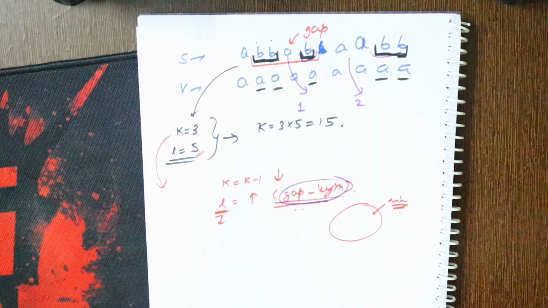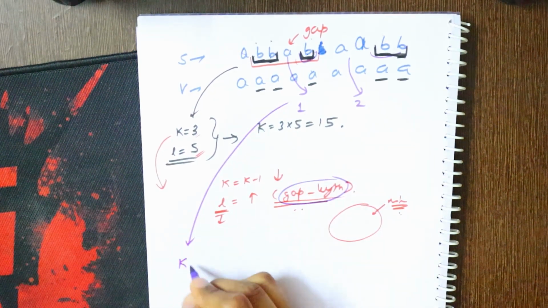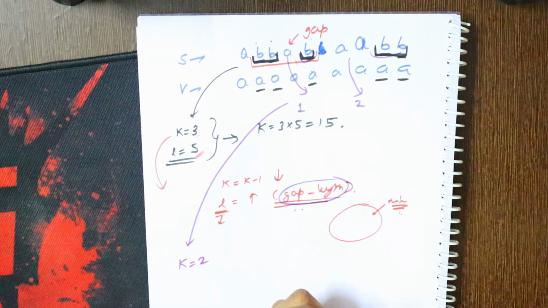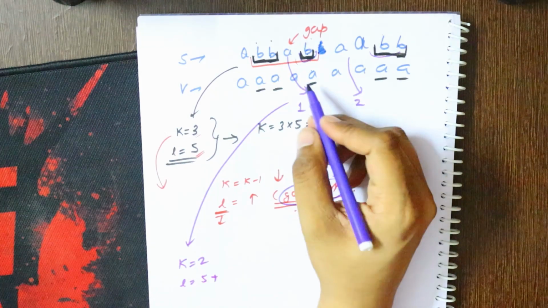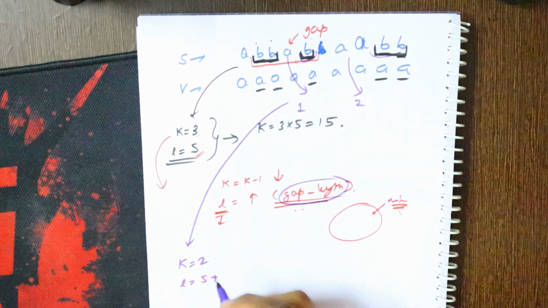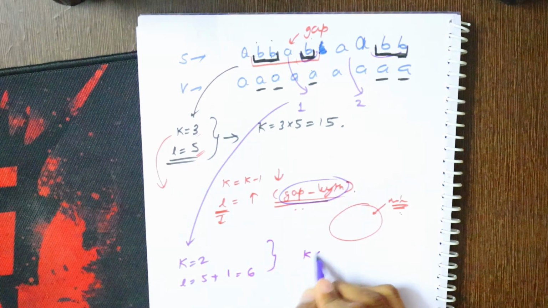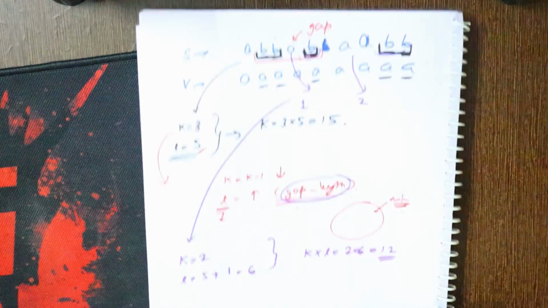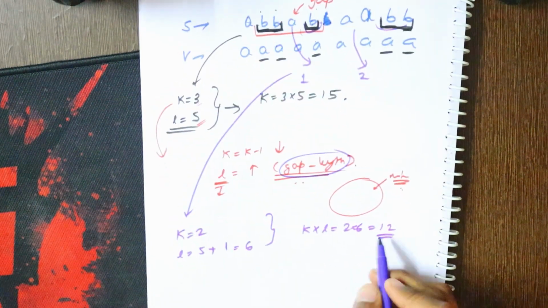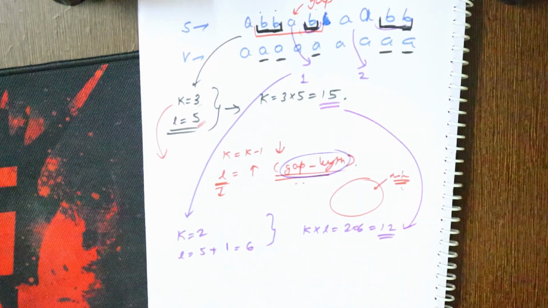Okay, so now you will see, Aryan, what if I have this gap? What will happen is that the value of k will become 2, and the value of L will be increased by the length of this gap which is 1. So it will become 6. So now k into L is 2 into 6, which is 12. So if you can see, 15 is much bigger than 12.